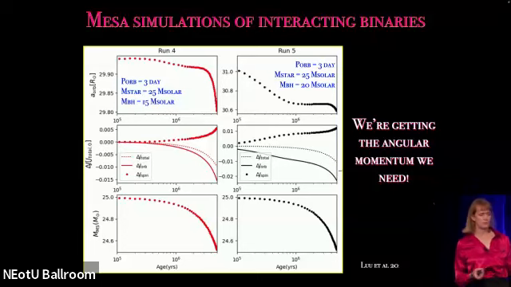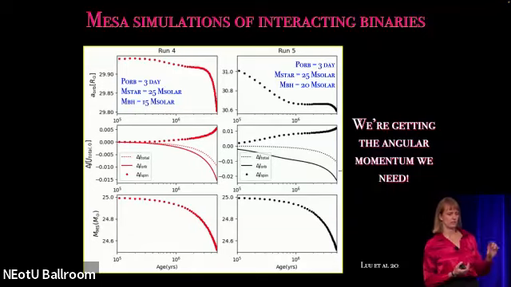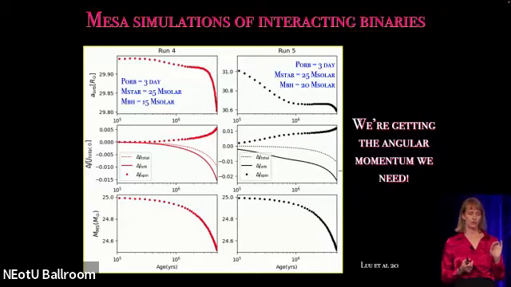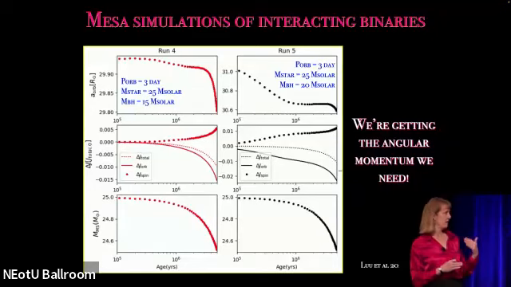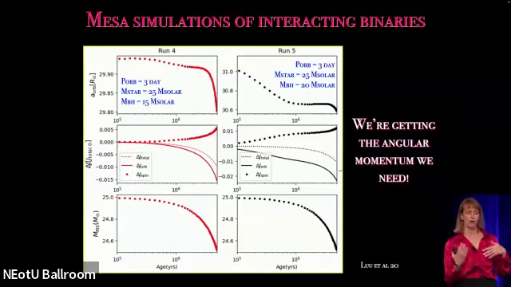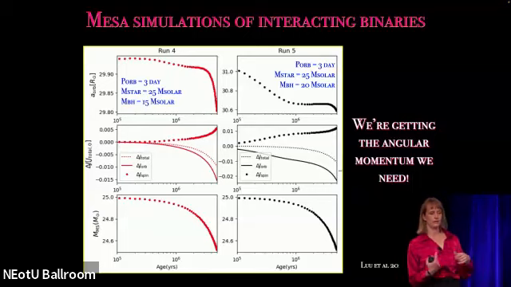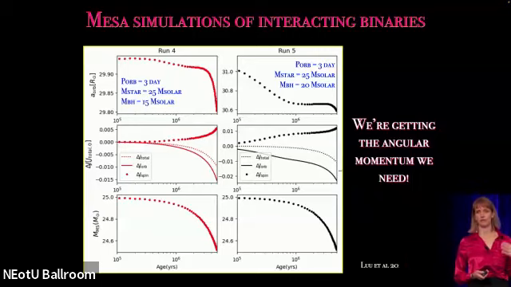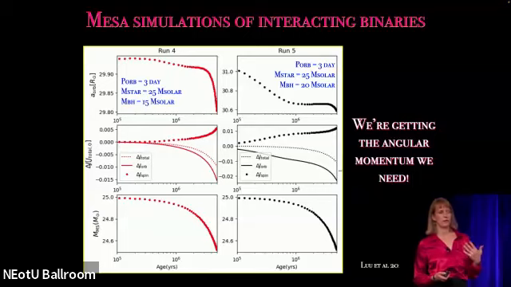And here's some output from 2 MESA simulations, and I just want you to focus on that middle panel there. It's the angular momentum, and in particular on the circles. That's the evolution of the angular momentum of the massive star throughout its lifetime when it has a black hole companion that's orbiting at a 3-day orbital period. And we can see that the star gets spun up, and we're getting the angular momentum we need to launch this relativistic jet to create a larger disk, a longer lived disk.